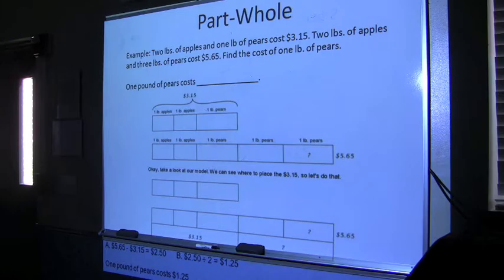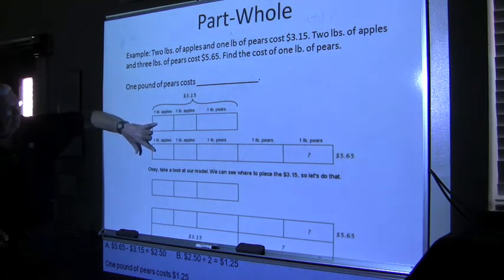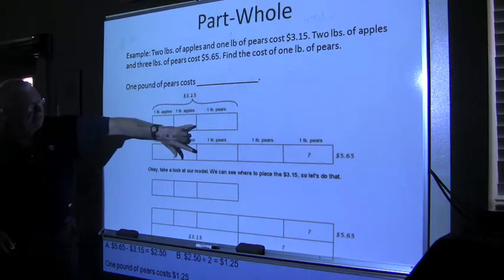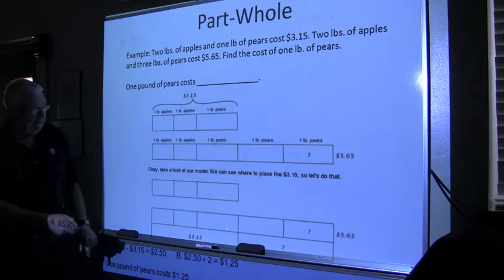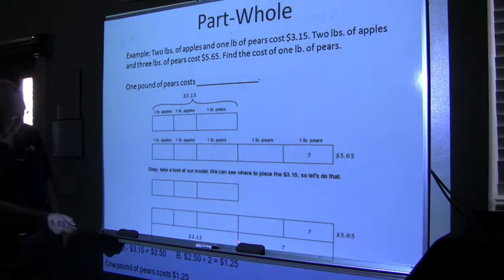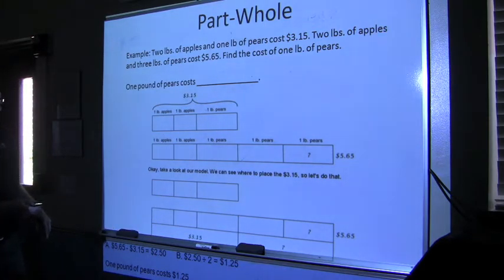Okay, now when we take a look at it, you can notice we have things that are alike. The 2 pounds of apples and the 3 pounds of pears, and that's $3.15. So coming right down here, these are going to be the same.